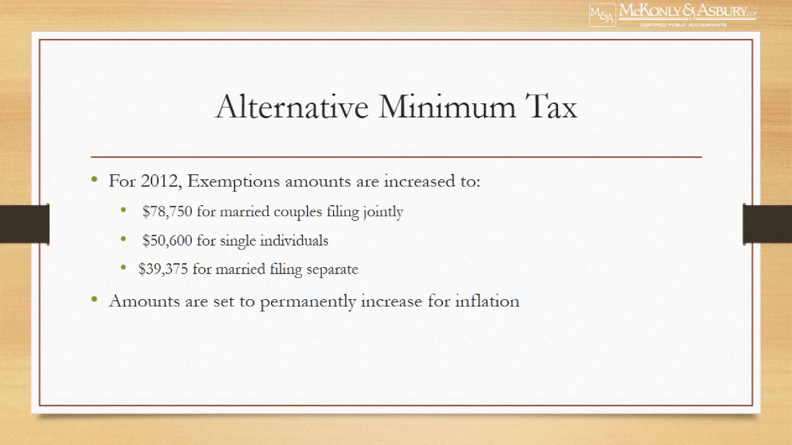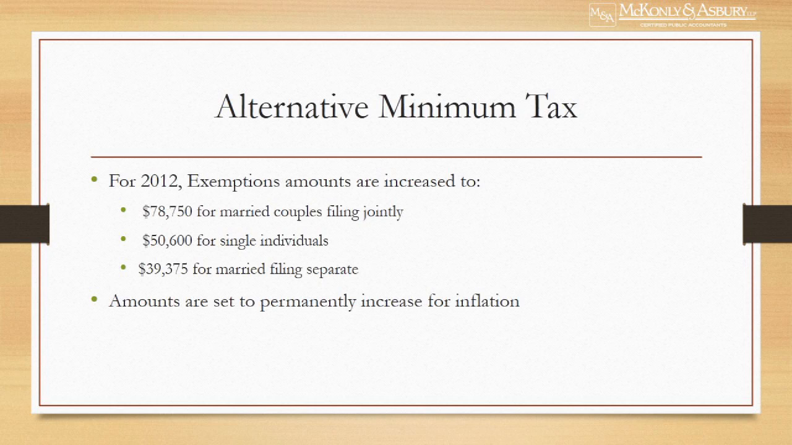So that means that next year, 2013, even if they do nothing, the lowest that the exemption amount could be is $78,000. You don't have this potential of the AMT exemption amount going back down to $45,000, which was the 2001 or pre-2001 rate. We reset the floor, so to speak, and then set it to adjust for inflation every year.